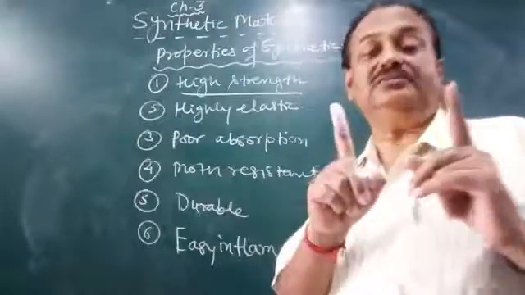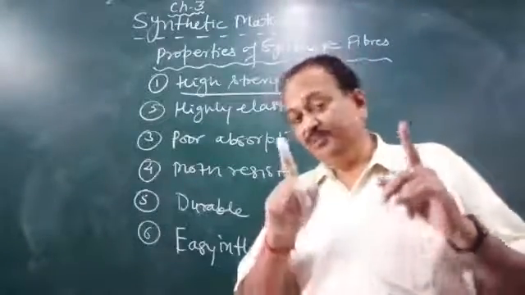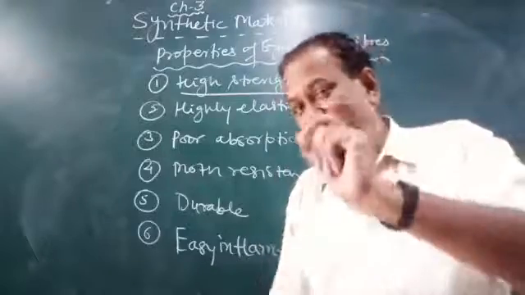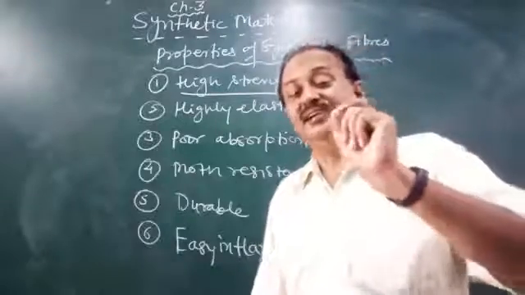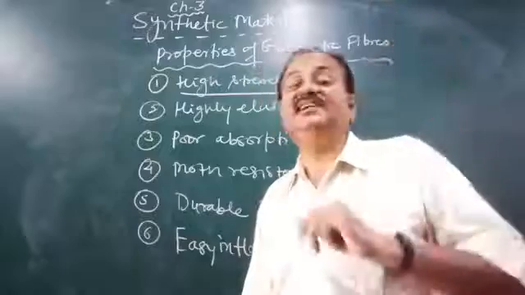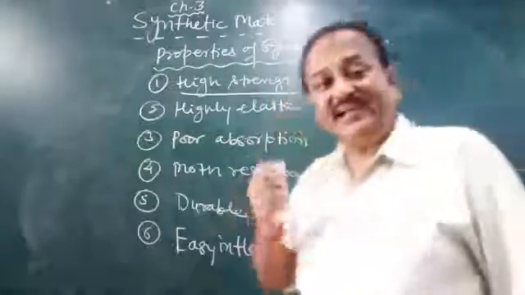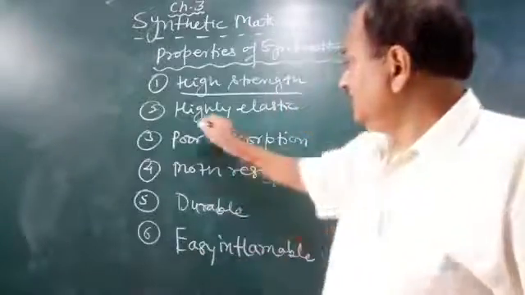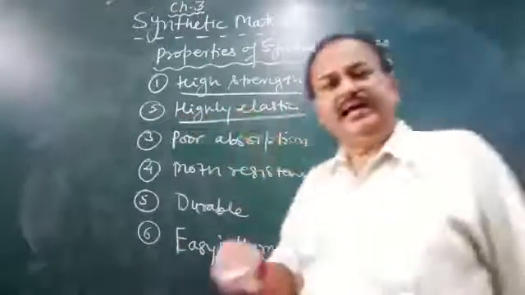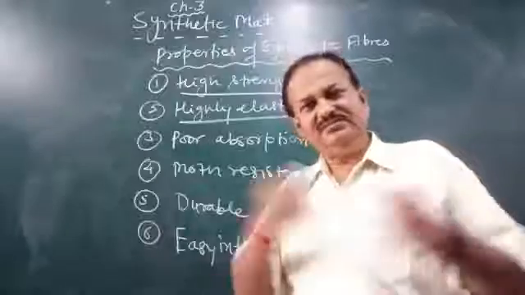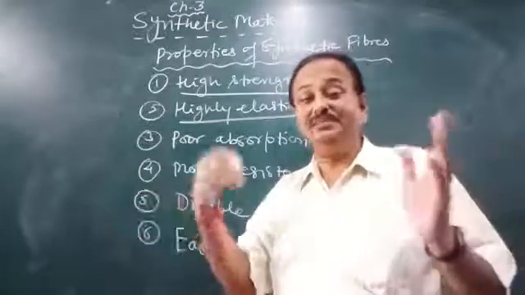You know the properties of nylon. You know the properties of polythene. Polythene is very fine, very thin, but it is very tough compared with any natural fiber. So the point is that they have very high strength. Then they are highly elastic. Nylon, polyester, polythene can be stressed a lot.